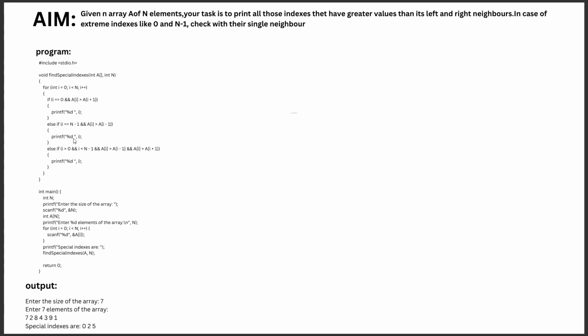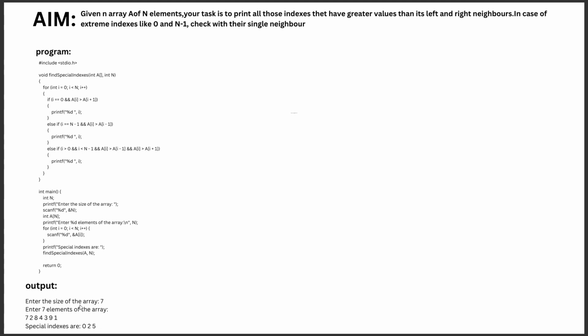Here we are calling this function when we need it. Coming to the main program, we ask the user to enter the size of the array, which is entered by the user, and we scan it. Next we also ask the user to enter the elements of the array, and we scan them. Now we print the statement special indexes are, and we call the function, which executes and gives us the special indexes.